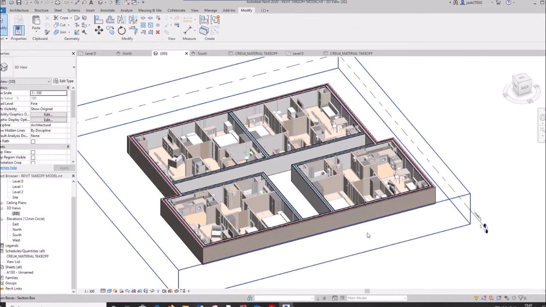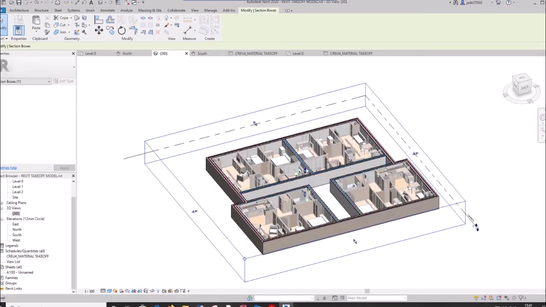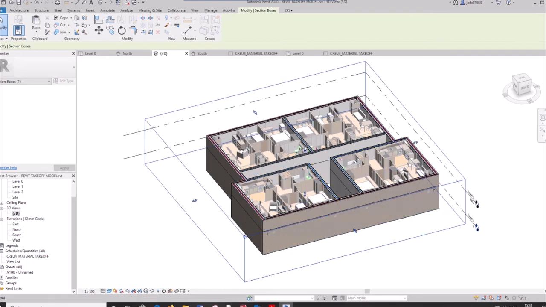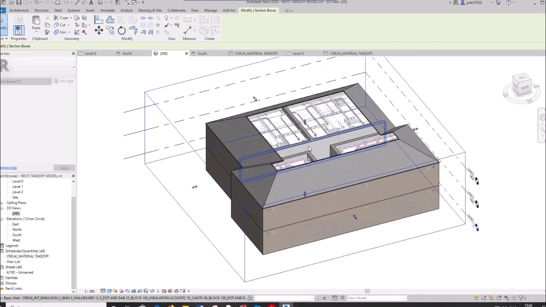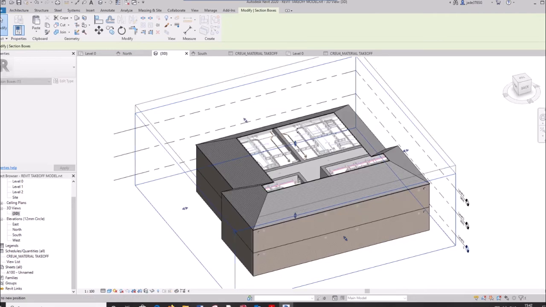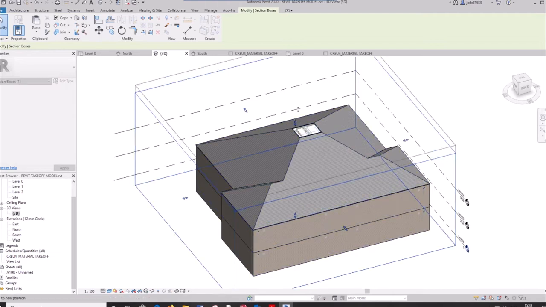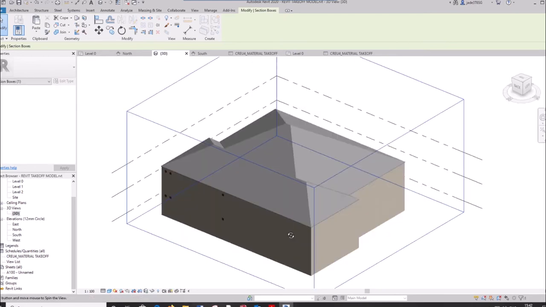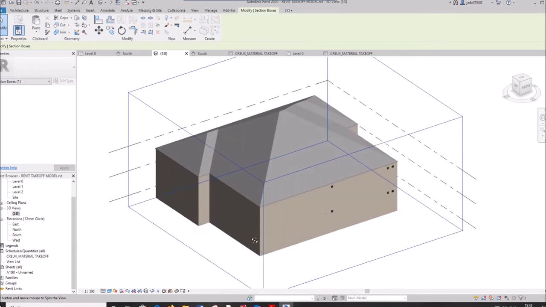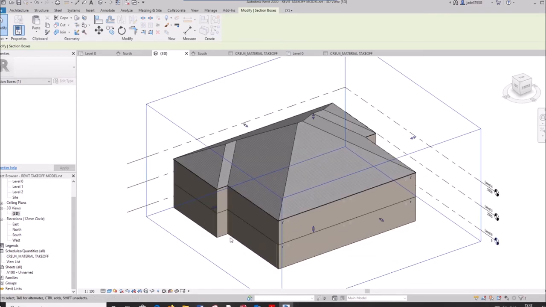So from the single story model, we've duplicated the apartments and the walls to make it 2-story, and we've also added a roof. Slate roof, doesn't look the prettiest, but serves the purpose for what we need.